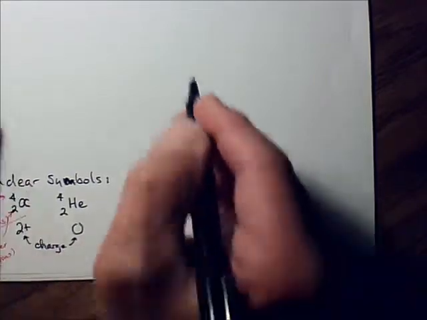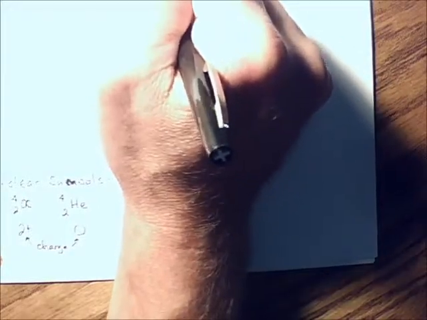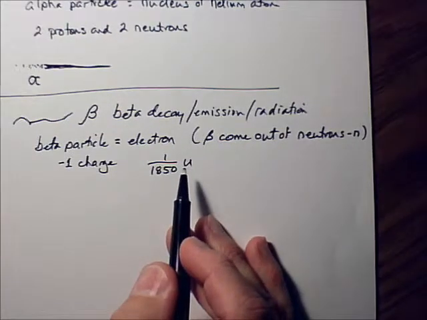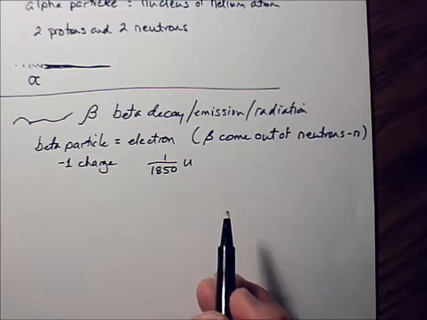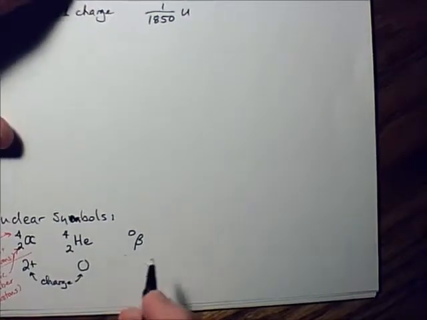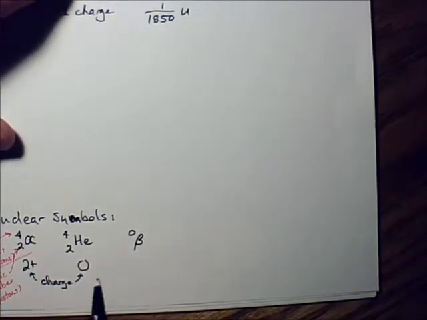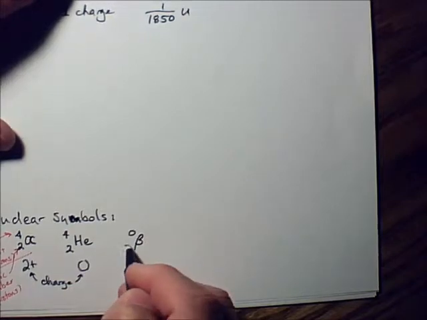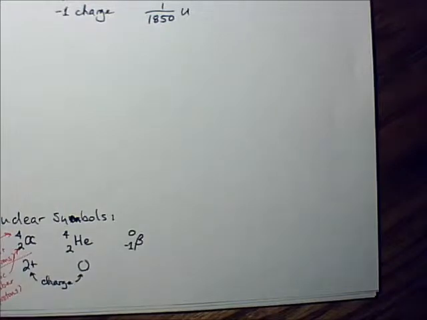In fact, the mass of a neutron is 1 AMU or U. This is the mass of a beta particle or an electron. Almost nothing. So we can put 0 here. For our nuclear equations, to make the math work out, this is an imaginary number. It's not a real number, but it's a number I'm putting in here to make the math work out. It's a -1. Okay? So -1.